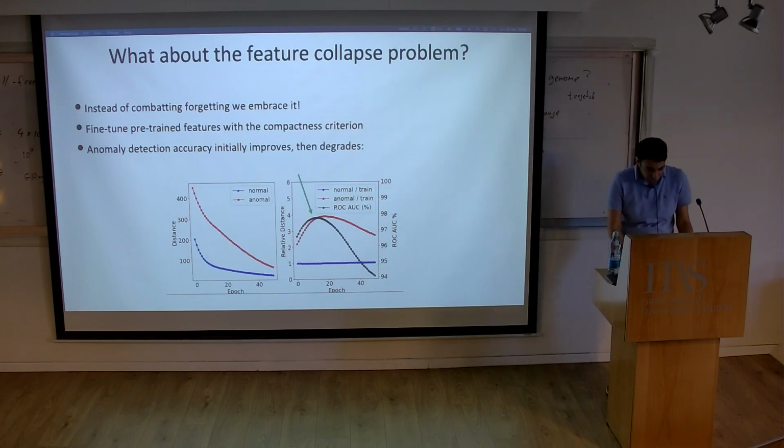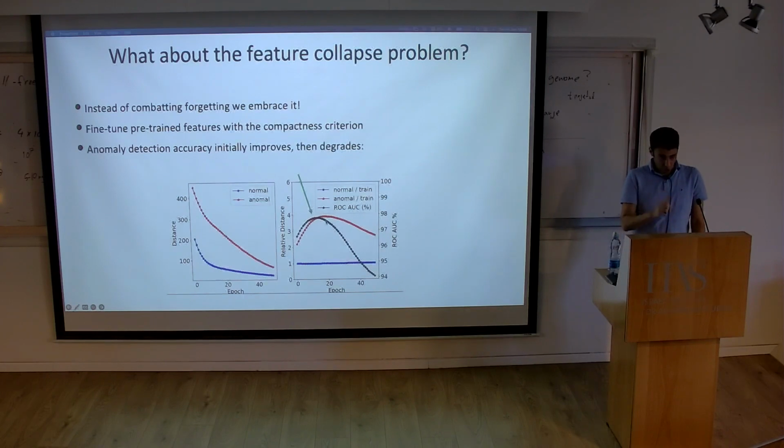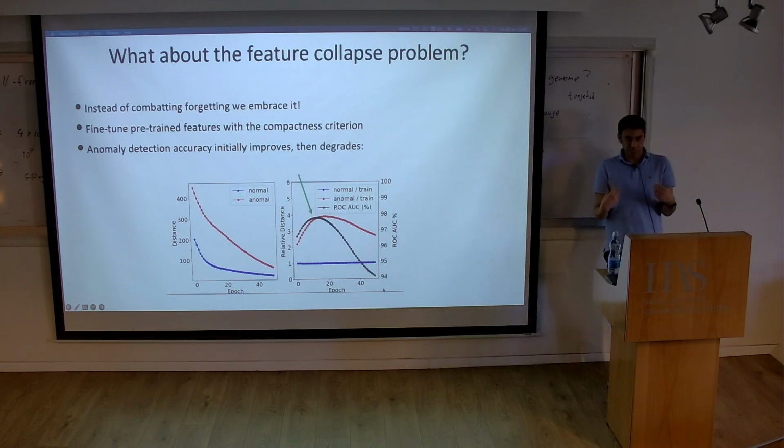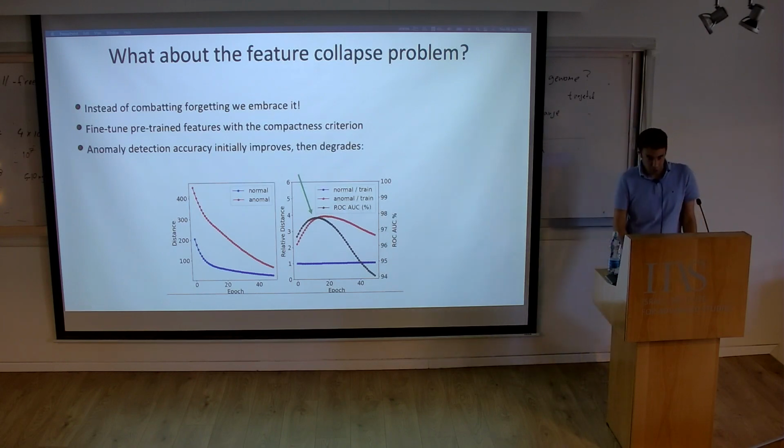This can actually be seen here. Here we can see the ratio between the distance of normal data to the center and the distance of anomalous data to the center. And we can see that this ratio initially increases. So normal data get closer to the center than anomalous data. And then after maybe about 15 training epochs or something like that, the trend reverses, and anomalous data get closer to the center in relative terms than normal data.